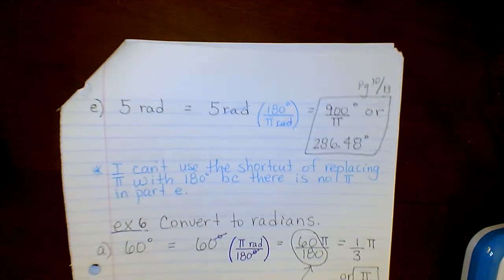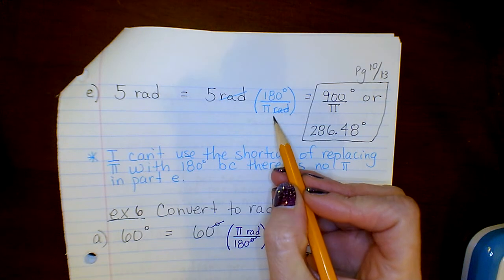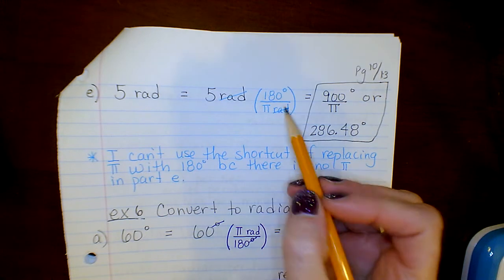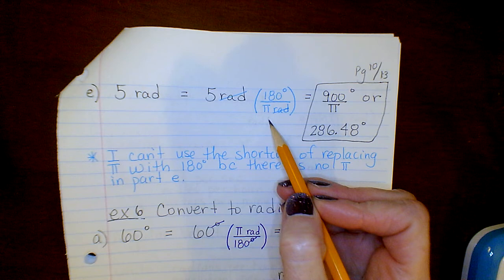Now, what happens if you don't have a pi in there? 5 radians is different than 5 pi. We can't use that shortcut, right? If you don't have a pi, there's nothing to replace. That's when you're going to have to use that conversion factor. The conversion factor we're always going to use is 180 degrees in pi radians.